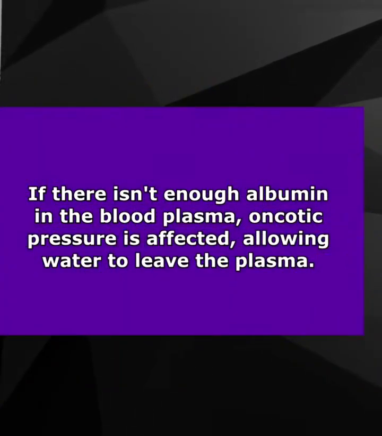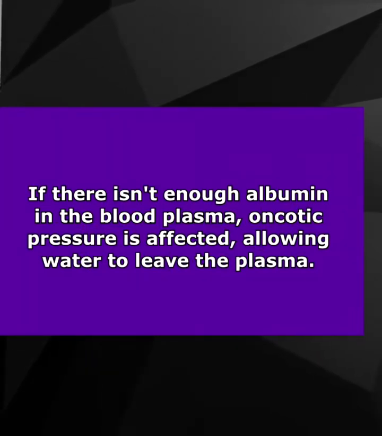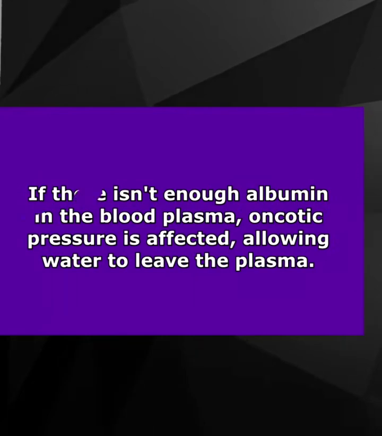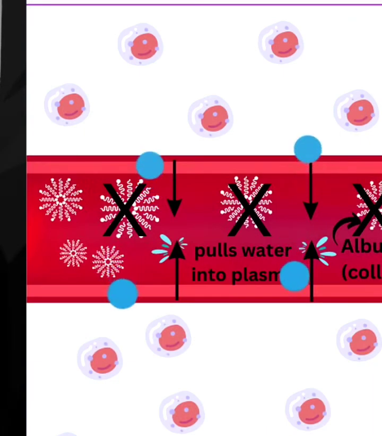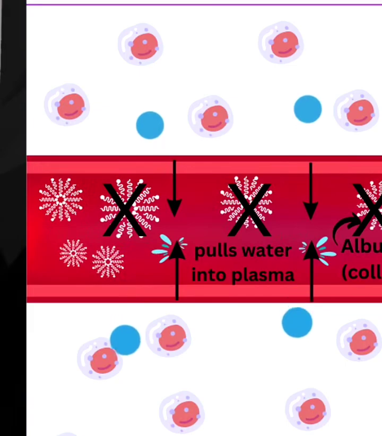So what do you think is going to happen if you don't have enough albumin in your blood plasma? Well, your oncotic pressure is really going to be affected. You're not going to have a lot of it because there's not enough of it hanging out in the blood to create that pressure. So instead, water is going to leave that blood plasma, go into that interstitial space, and we're going to experience swelling.